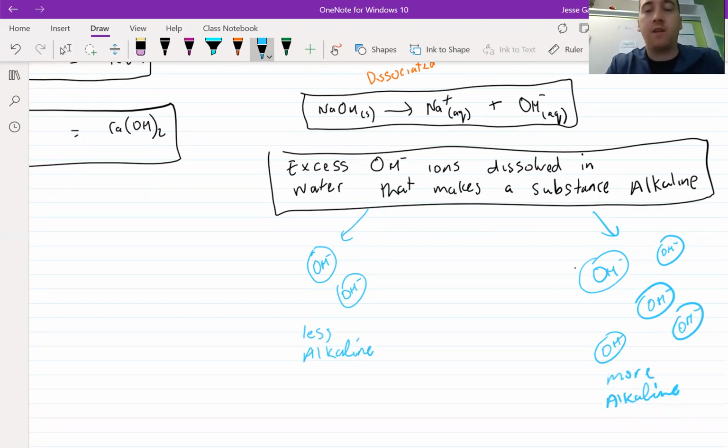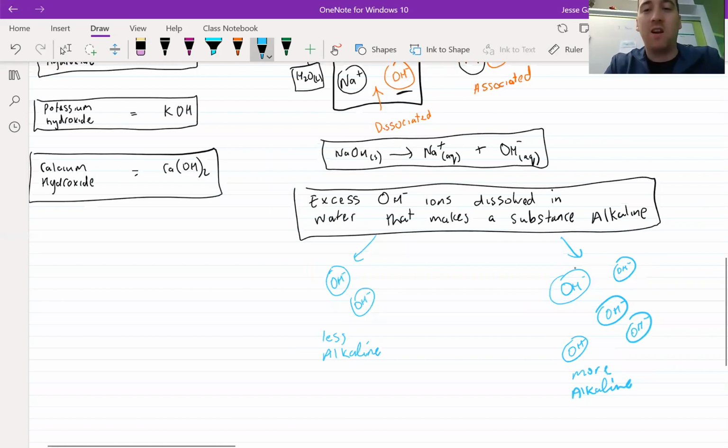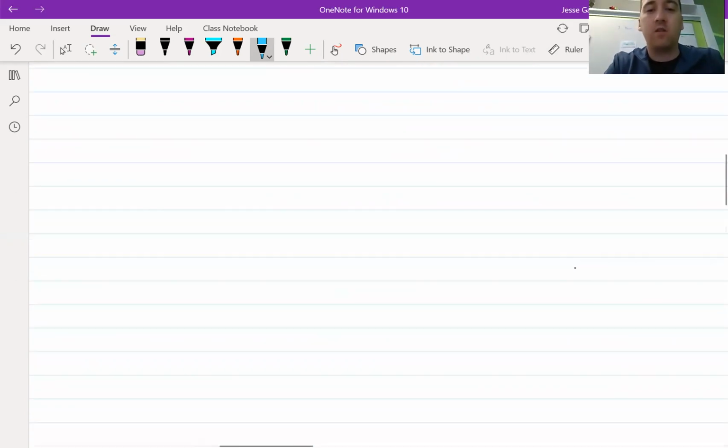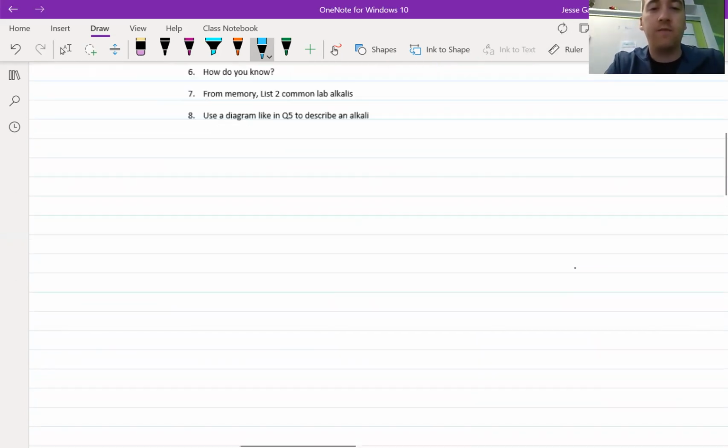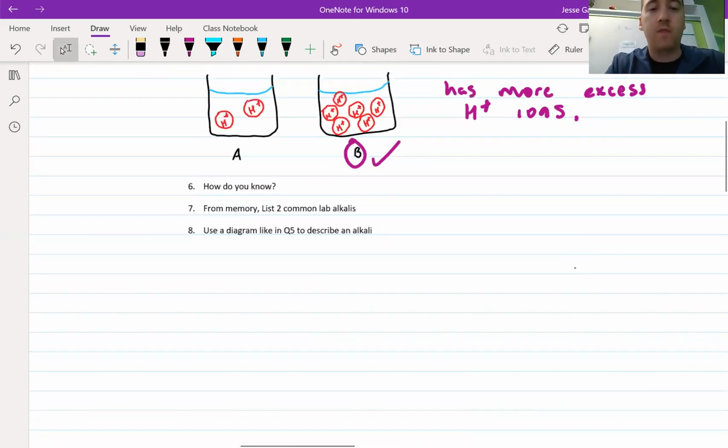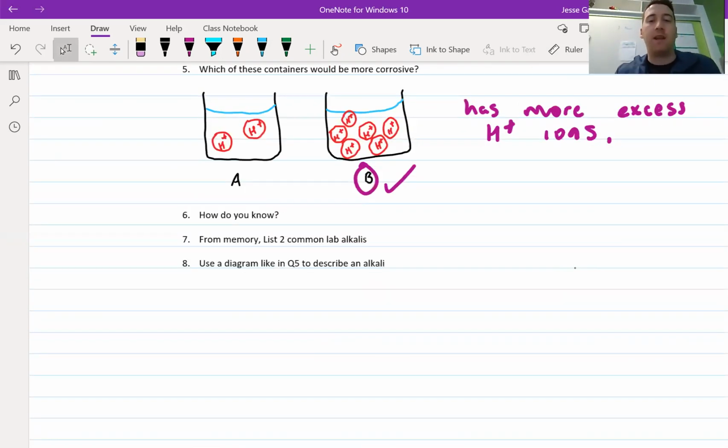All right, I think you're ready to answer some questions about alkalis now. Okay, so we've got the last two here. From memory, list 2 common lab alkalis and then use a diagram like in question 5.